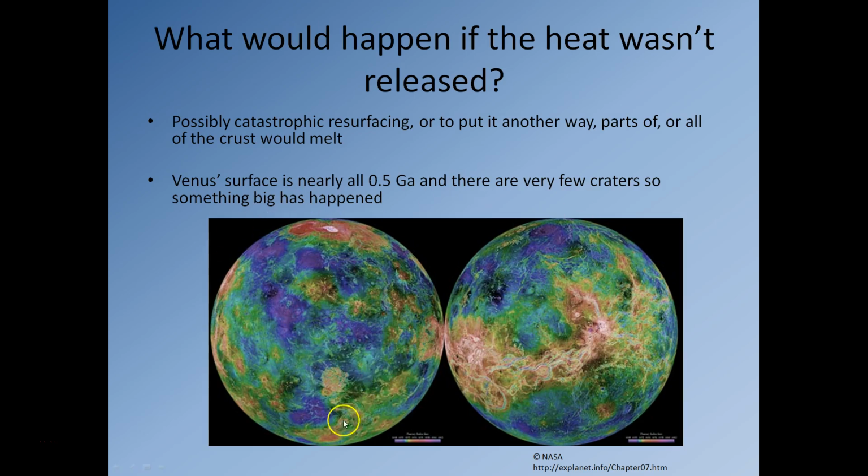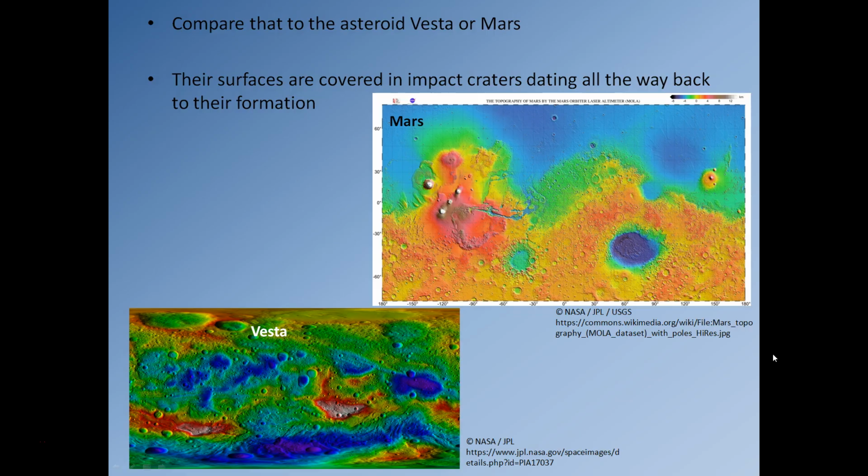So, if we didn't have plate tectonics, every few 100 million years, the surface of the Earth would literally become liquid, and we would be in a lot of trouble. But luckily, we have plate tectonics, and so that's not a problem for us.